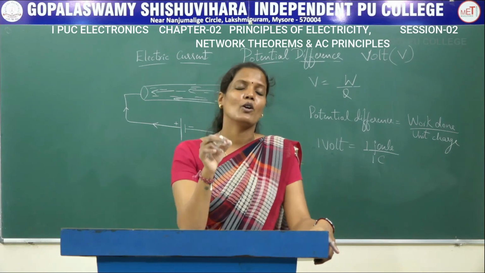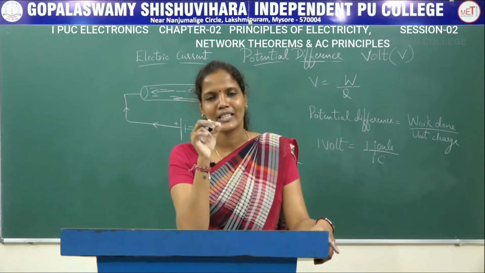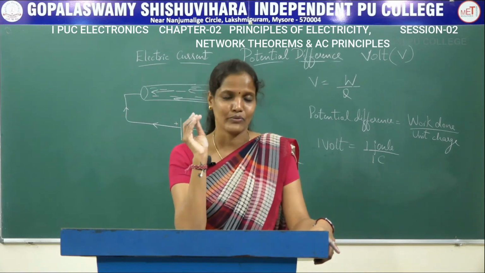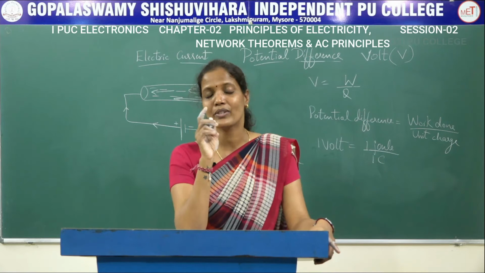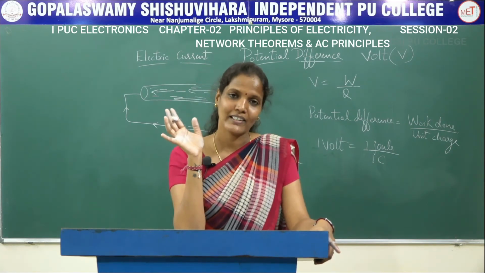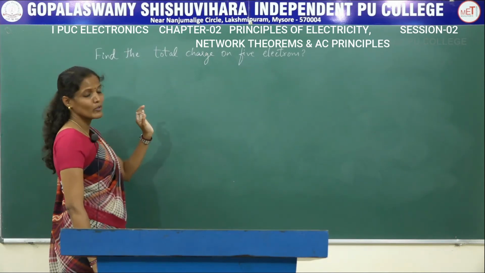That is, the amount of work done in moving a unit charge from one place to another place is called the potential difference, and the unit for this potential difference is volt, which will be denoted by the letter V. Clear? Now let us try to solve some of the simple problems.